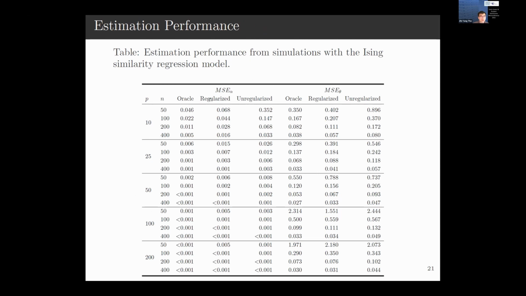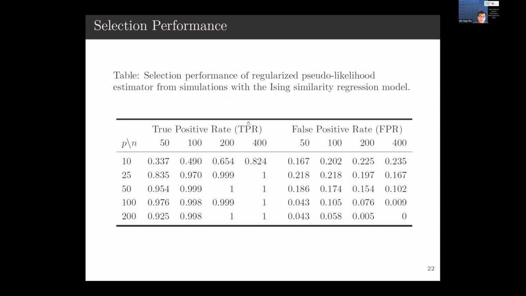We can see that our regularized estimator always outperforms the unregularized estimator. On top of that, when n and p get larger, we find that the regularized estimator gets closer and closer to the Oracle estimator in terms of the mean square error for alpha and theta. Okay, so that shows that the regularized estimator has good estimation performance. We also look at the selection performance, and the conclusion is that the regularized estimator has good selection performance, since the true positive rate tends to 1 and the false positive rate tends to 0 as n and p increase.